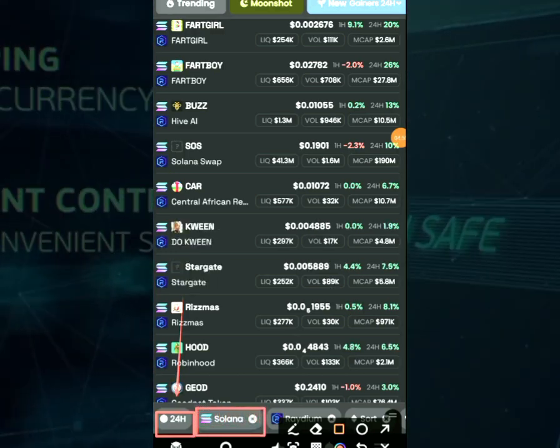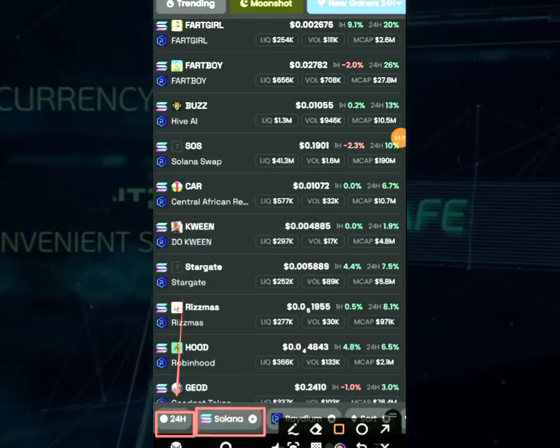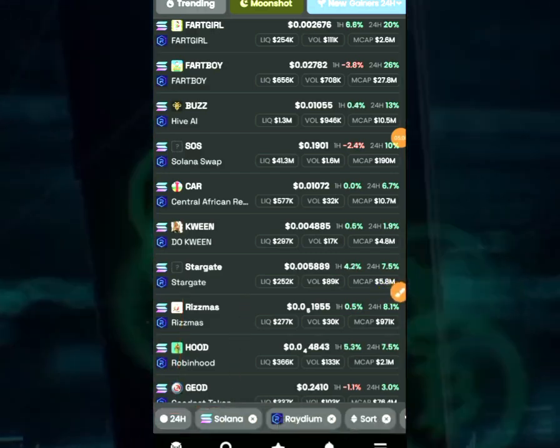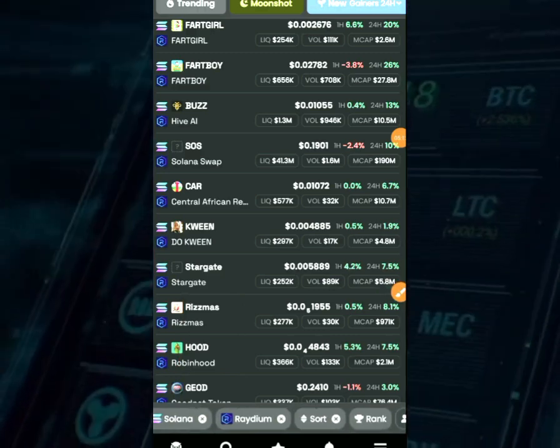Then the next thing is to make sure that the ecosystem is on Solana. We've got a lot of ecosystems, we've got Base, Orca, and so on and so forth, but make sure that your ecosystem is on Solana, right? Just like this. And then there's the exchange type. Make sure yours is reading Raydium like this, right?